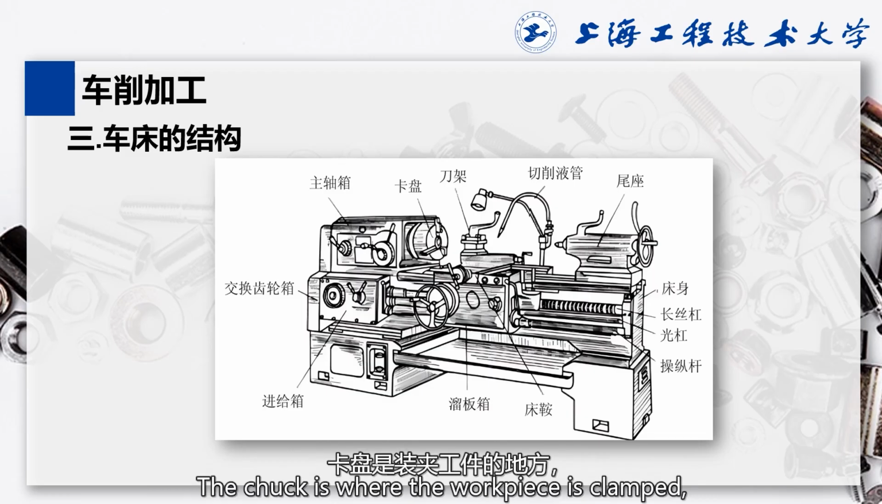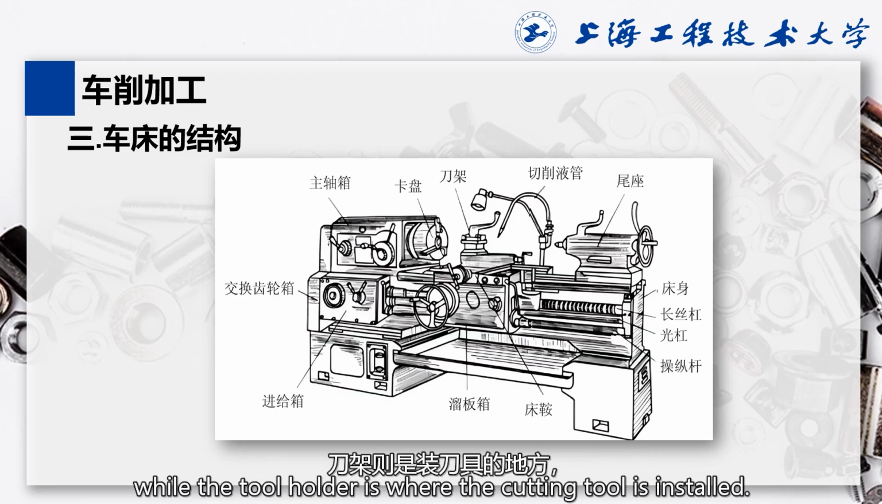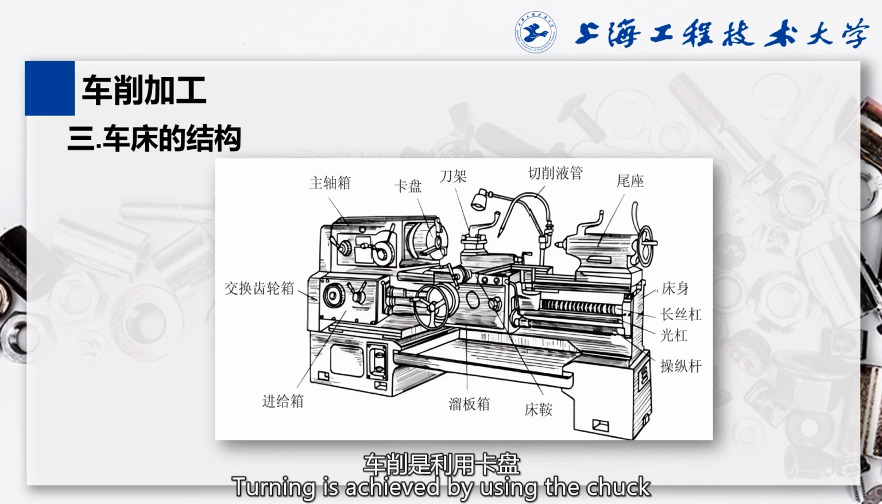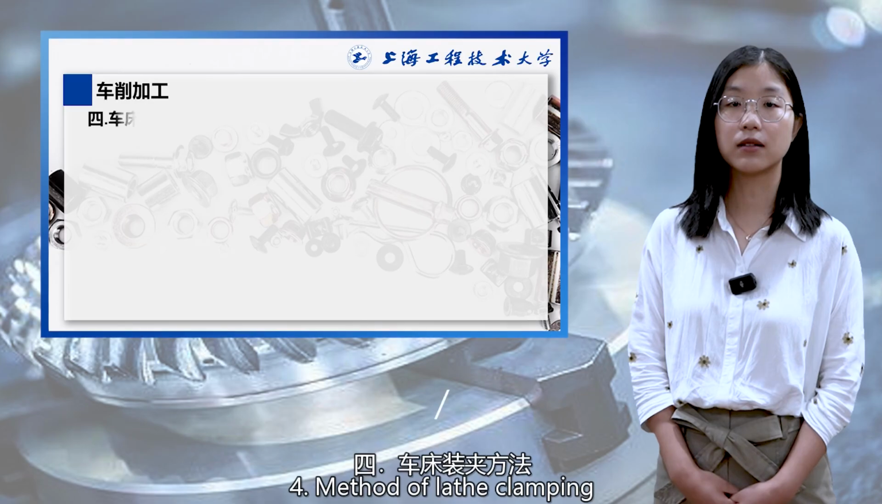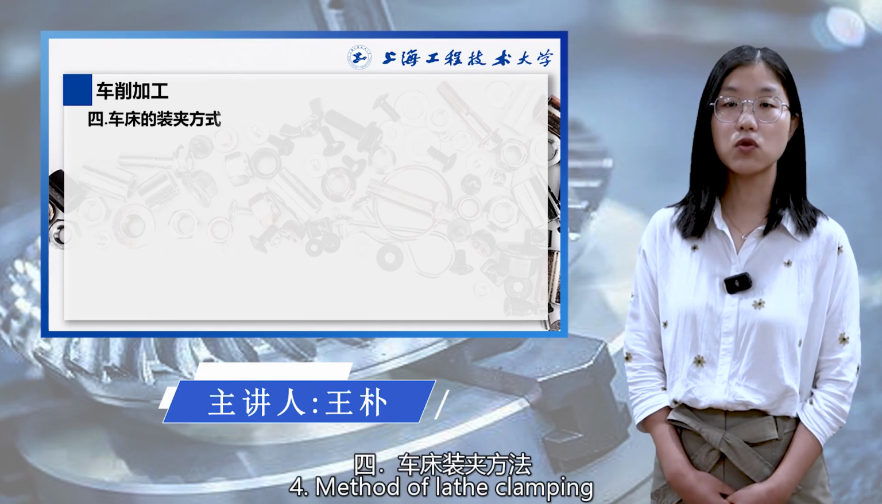The chuck is where the workpiece is clamped, while the tool holder is where the cutting tool is installed. Turning is achieved by using the chuck to drive the workpiece to rotate, and the tool holder to drive the tool feed. Fourth, method of lathe clamping.